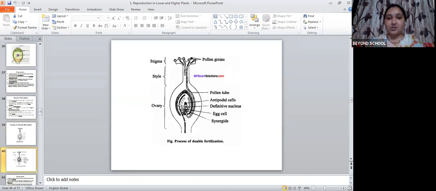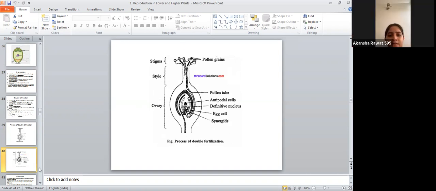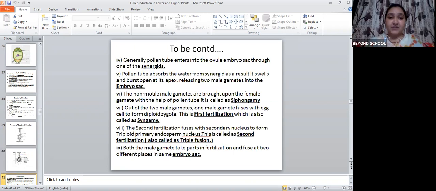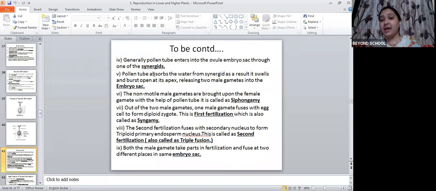So this is a diagram which we have seen. It gives the description of the style, stigma and ovary, right? And on the stigma there is a pollen grain. Then we saw the pollen tube enter the ovule. In the embryo sac, one of the synergids is affected.